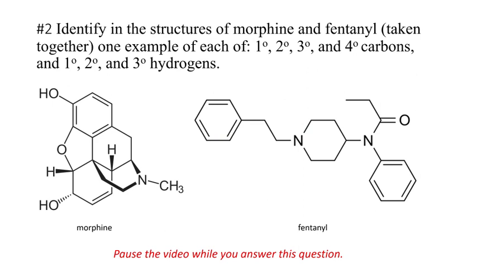Number 2, identify in the structures of morphine and fentanyl taken together one example of each of primary, secondary, tertiary, and quaternary carbons, and primary, secondary, and tertiary hydrogens. Pause the video while you answer this question.